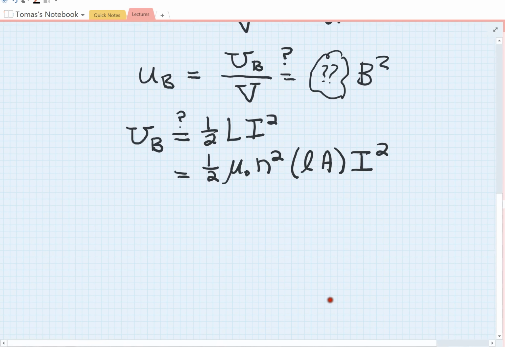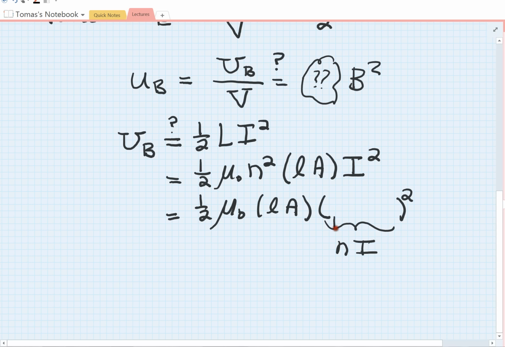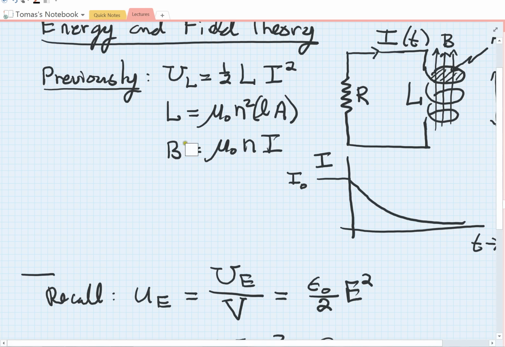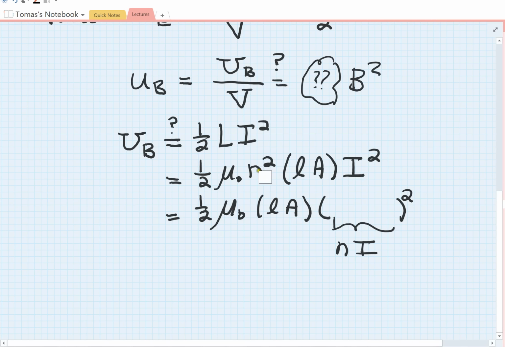That would give us something like 1/2 mu naught. We have our volume term here that we will come back to, L times A. And then what's left is n squared times I squared. So that's Ni quantity squared. I want to write this in a different form, but this would be n times I that goes inside of that quantity. Now, n times I, we definitely can relate to the magnetic field. N times I is nothing other than magnetic field divided by the permeability. So in here, which should be, by rights, n squared I squared, we can rewrite as the magnetic field B divided by the permeability mu.